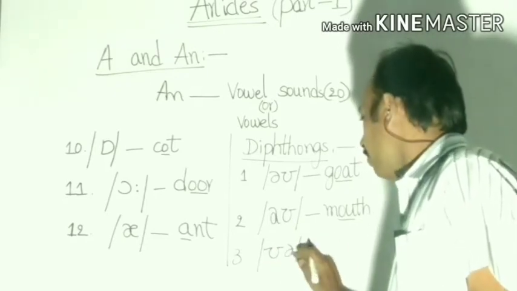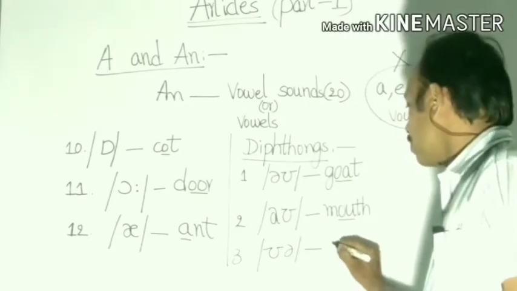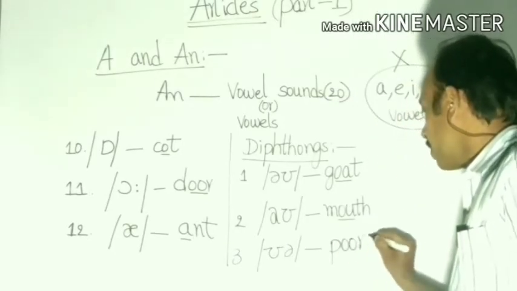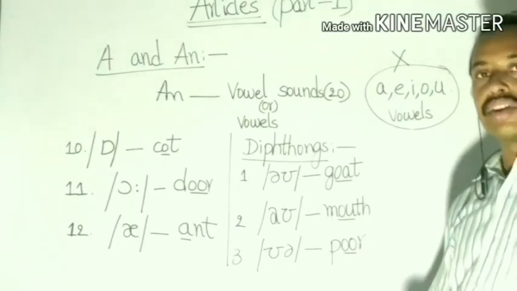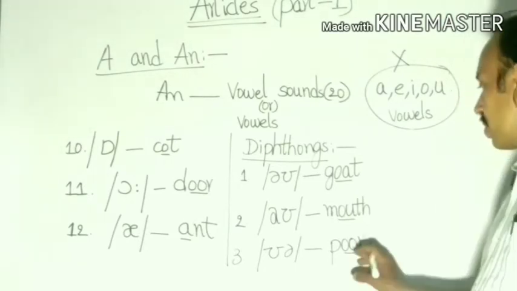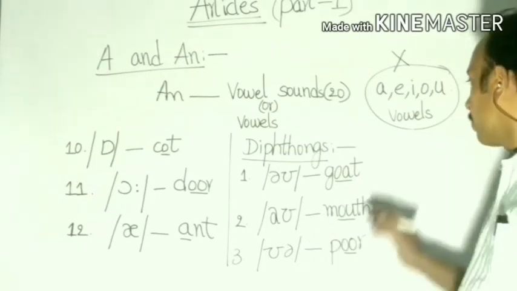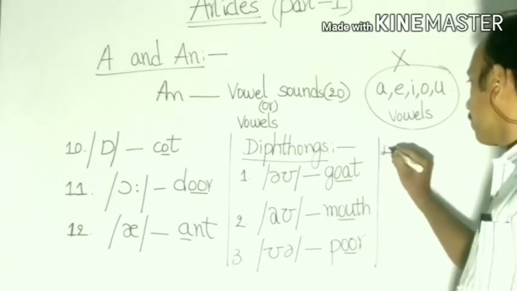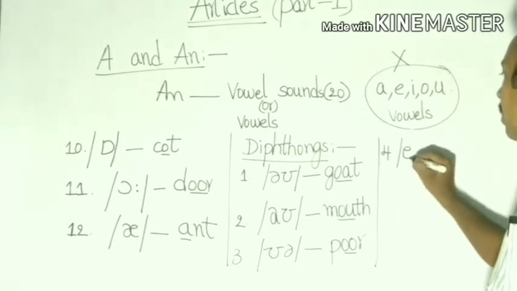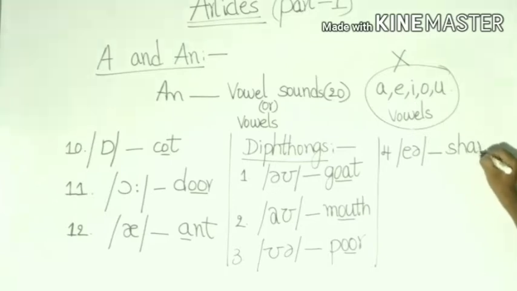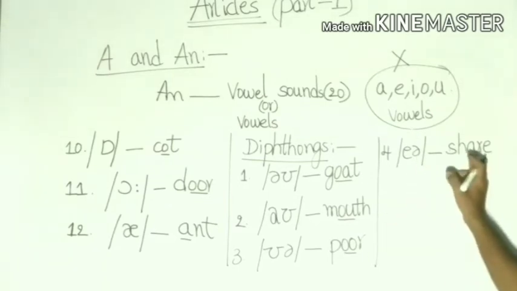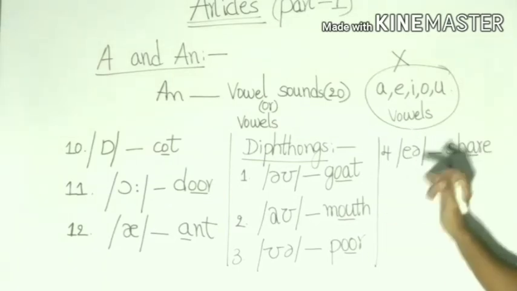Next one, U-A, as in U-A. Of course, this word has two pronunciations. One is U-A and the second one is O. So here it is U-A. Next, 'yeya', as in 'sheya'. It's not share. In British English, its pronunciation is 'sheya', where this A letter is giving this sound.